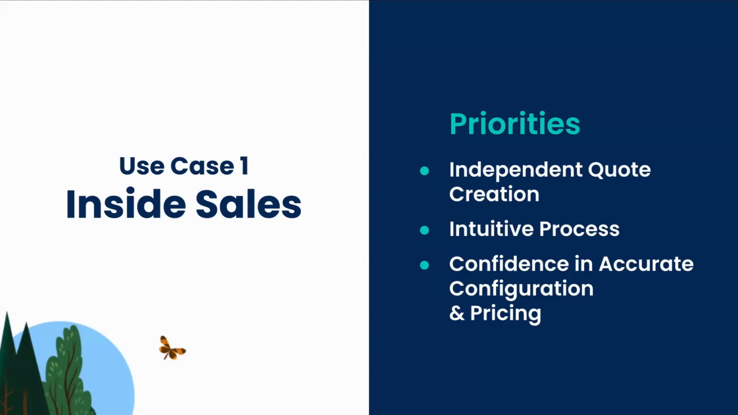So in order to have that independence, I want an intuitive guided process to be able to create that quote on my own. Also really want to have confidence in the accuracy of that quote, both with relation to pricing and also the configuration of the product. So I want to make sure I'm quoting something that's actually manufacturable that can be provided to the customer. Spot on. Yeah. No, well said, Holland.